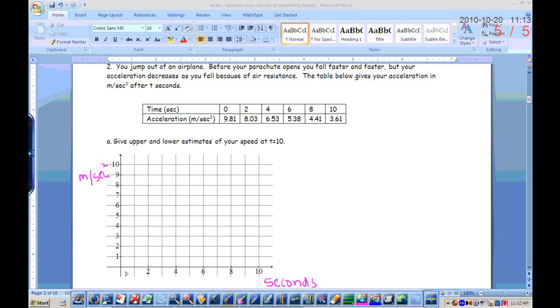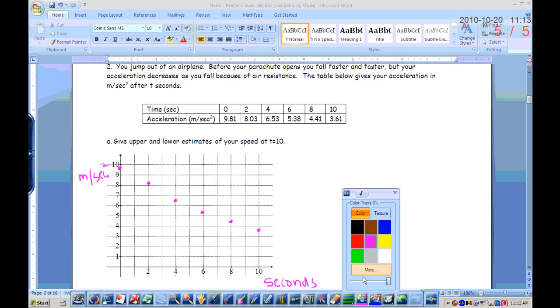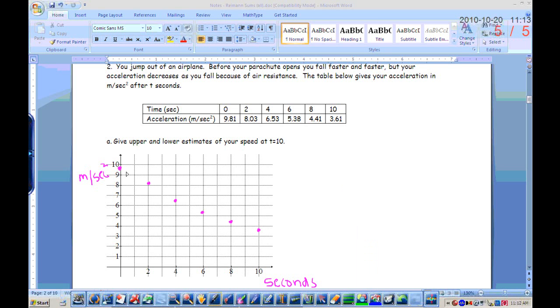Okay, once again, let's do a quick graph of this. So once again, I'm going to just lightly connect my dots. Didn't do that very well, sorry.